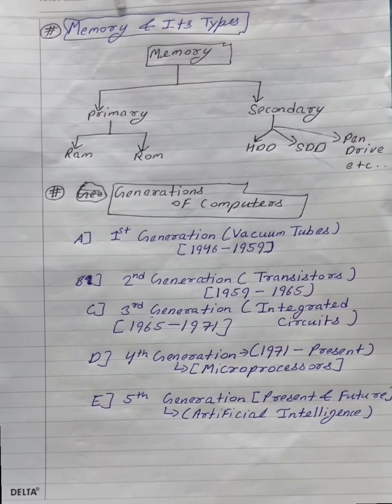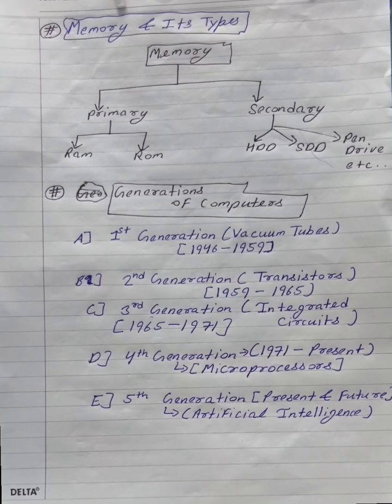Next is third generation computers, which is 1965 to 1971. Here, integrated circuits replaced the transistors, which allowed many electronic components to be placed on a single chip, and this greatly increased the speed and reduced the size.